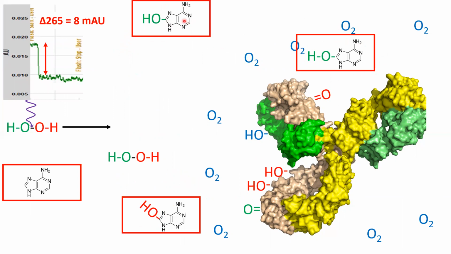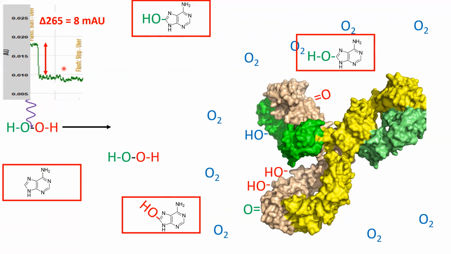What we can then do is measure the UV absorbance of our adenine dosimeter. And we can measure it before we generate the hydroxyl radicals, and then measure it after we've generated the hydroxyl radicals, and measure the change in absorbance at 265 nanometers. And this change in absorbance is going to reflect the proportion of the adenine that has become oxidized by this burst of hydroxyl radicals.